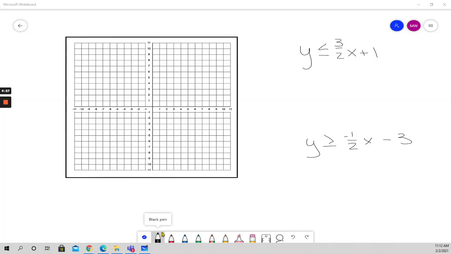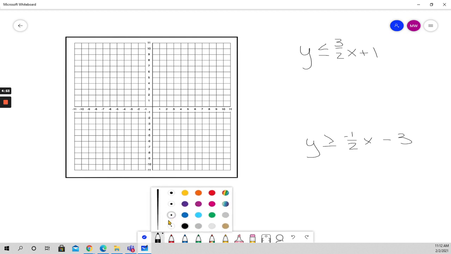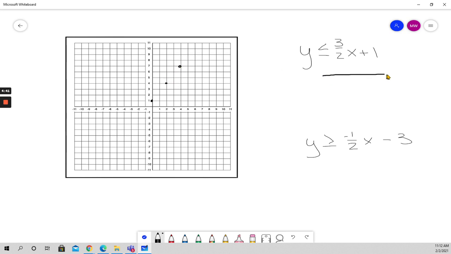y is less than or equal to 3/2 x plus 1. So I'm going to graph this the same way I would graph y equals 3/2 x plus 1. So I'm going to start at the 1. I'm going to go up 3 and over 2 throughout my graph. This is going to be a solid line because it says less than or equal to.